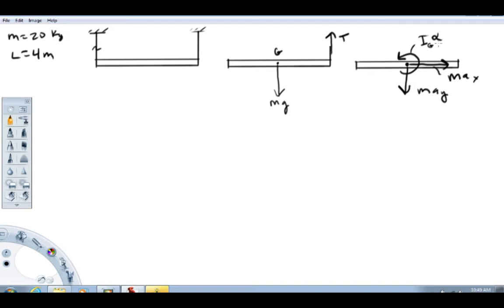Now, the next step is to start writing equations. Probably the easiest equation to write is the sum of all forces in the x direction equals m a_x. I take a look at my free body and I don't see any forces in the x direction. On the right-hand side, the only thing pointing in the x direction is m a_x, and this equation clearly tells me that at this instant in time, the acceleration in the x direction is 0.